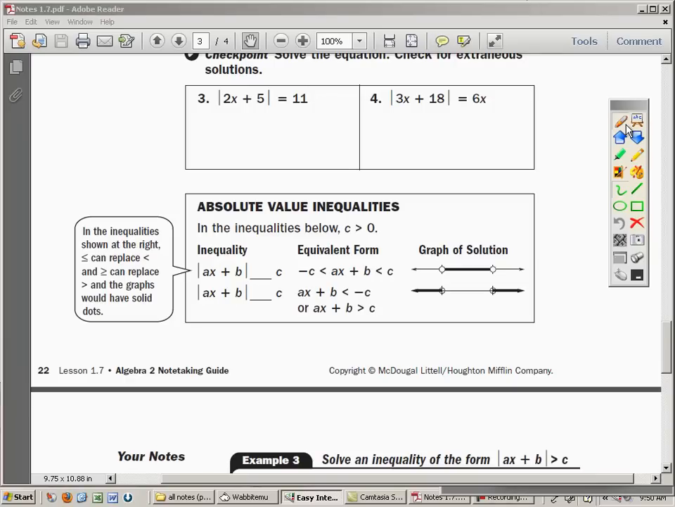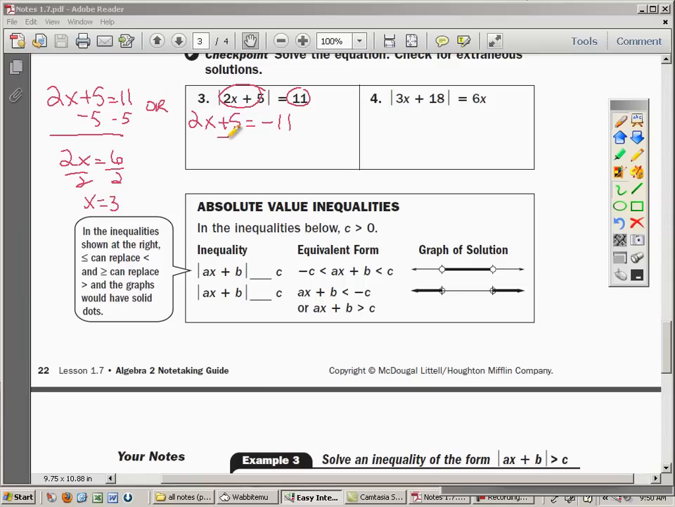All right, welcome back. Let's go ahead and try this. Again, what's in the absolute value has to be equal to 11 or negative 11. So we're going to say 2x plus 5 equals 11, or 2x plus 5 equals negative 11. Solve each equation separately. This is 2x equals 6. Divide both sides by 2, and x equals 3. Minus 5 from both sides, you get 2x equals negative 16. Dividing both sides by 2 tells you that x equals negative 8.